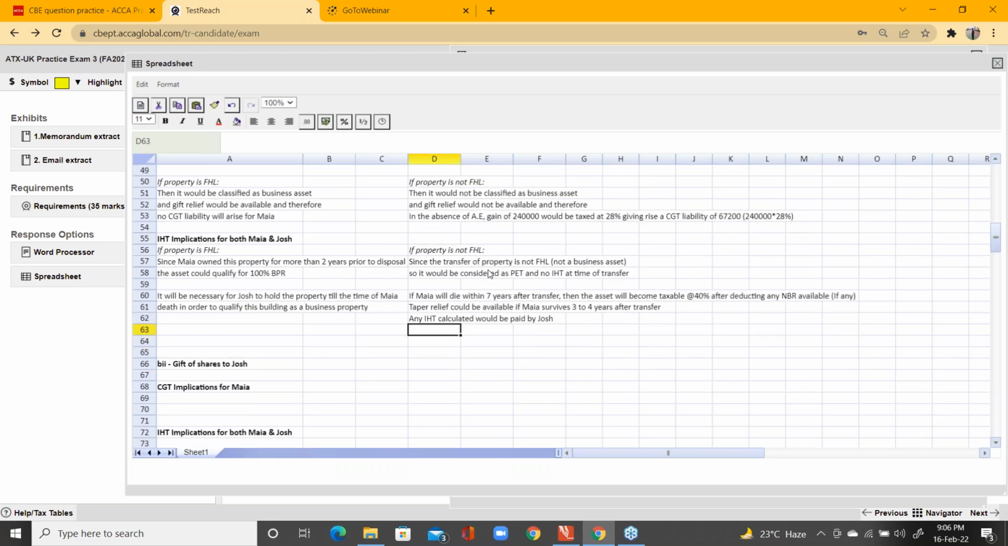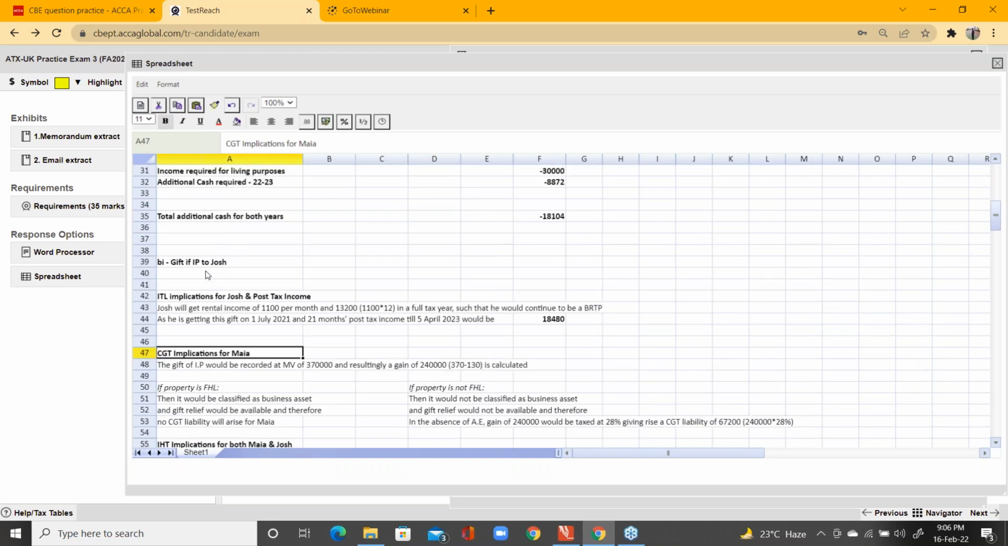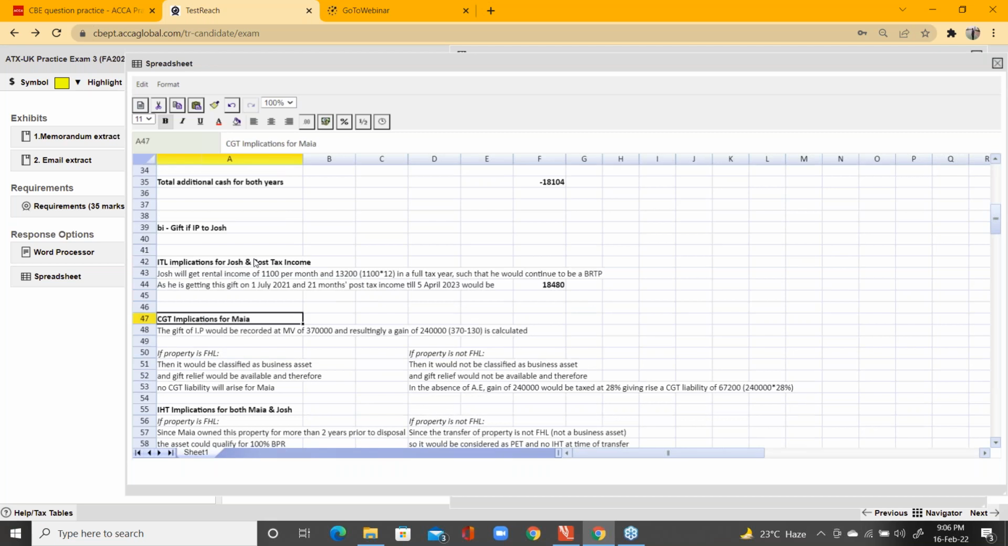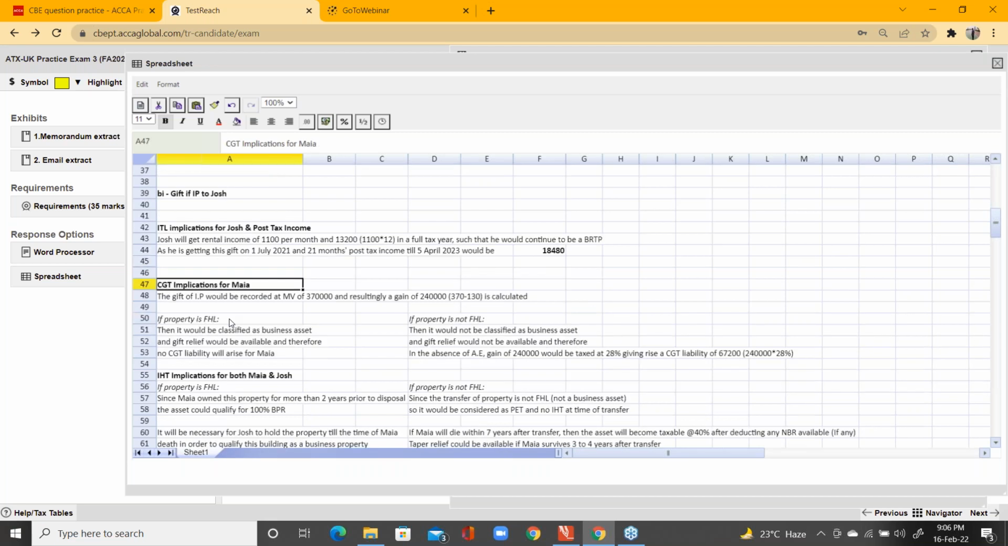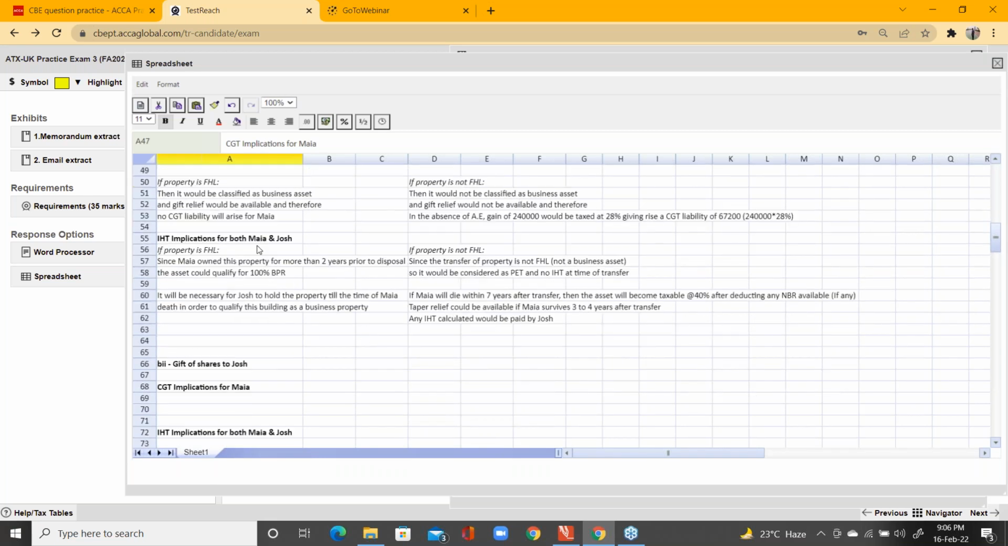So that's the formal answer of the first part. We talked about, on the gift of investment property, the income tax liability implication for Josh only, and the post-tax income. Furthermore, the CGT implication for Maya, considering both assumptions, if the property is FHL property or not. And the IHT implication for both persons under both assumptions.